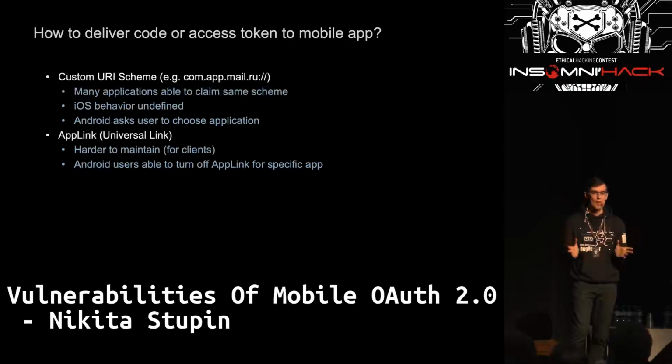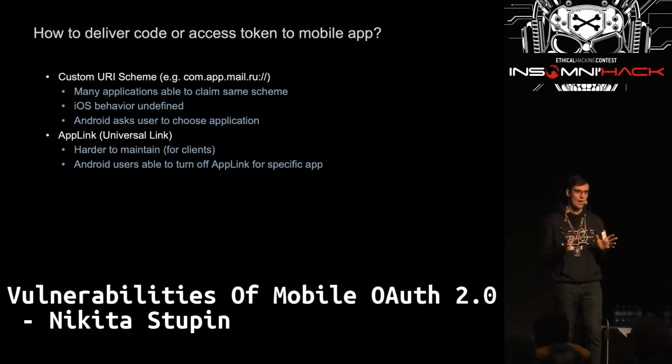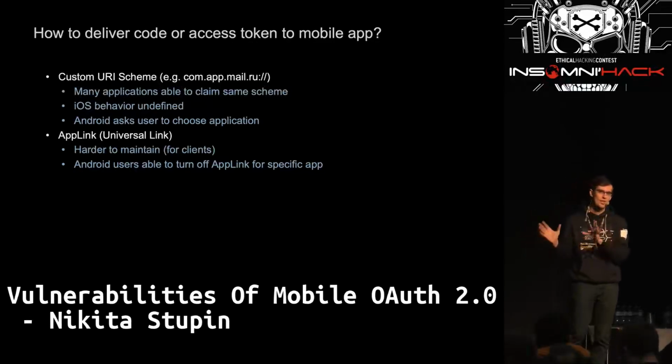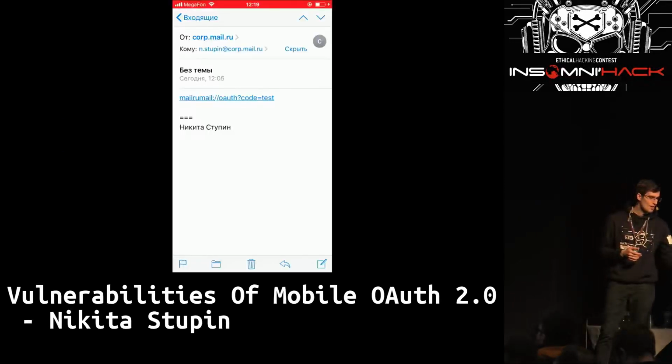But what happens when two different applications claim the same custom URI scheme? It turns out that on Android, the user will be asked to choose an application in which they want to open this link. And on iOS, the behavior is undefined. In the official Apple documentation, it says undefined. So it's not really so undefined. And to show that, let me present to you a screencast.